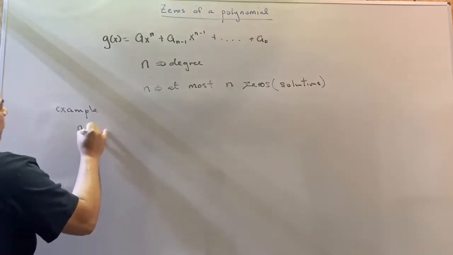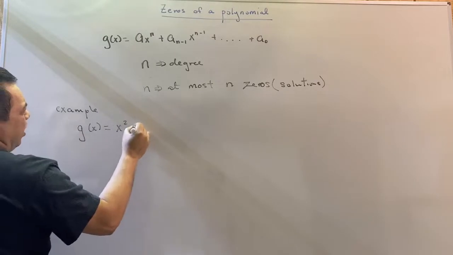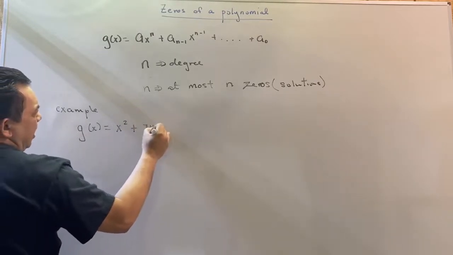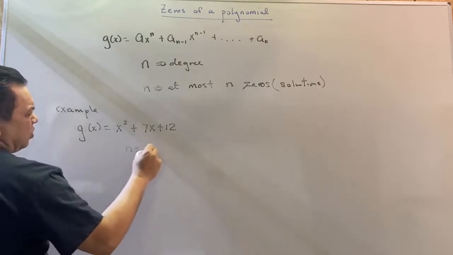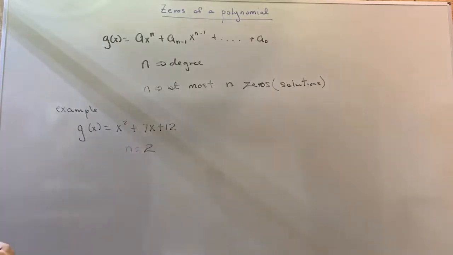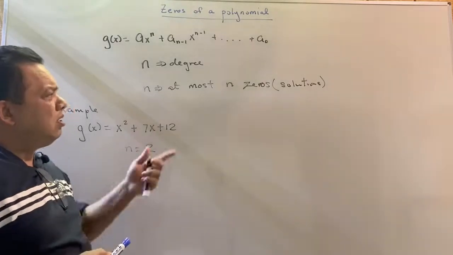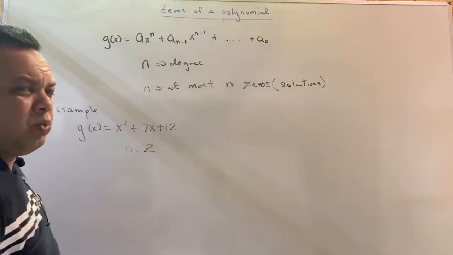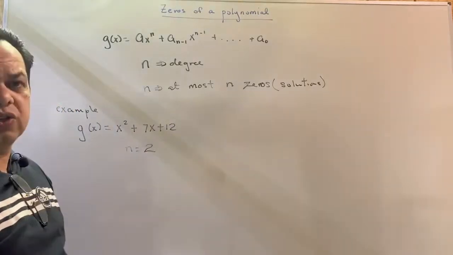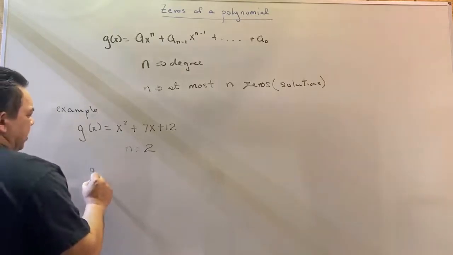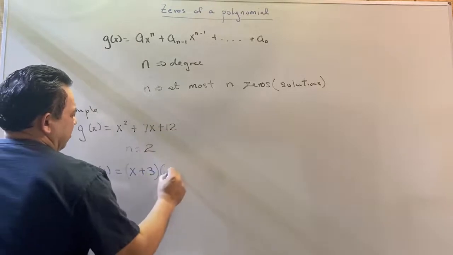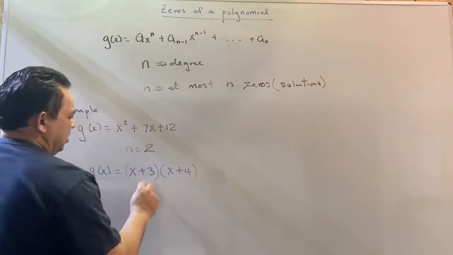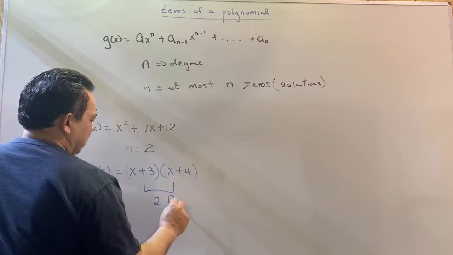if we have g of x is equal to x squared plus 7x plus 12, and we factor this, notice that n is 2, so this tells me that the degree is 2, we will have at most two zeros or two solutions, but we will have two factors. So g of x here is equal to x plus 3 times x plus 4. So these are my two factors.